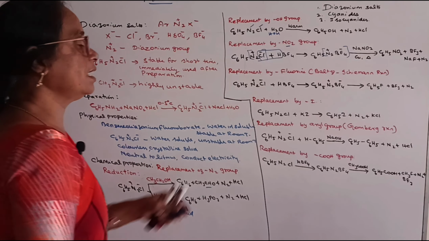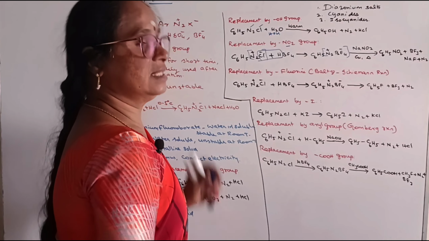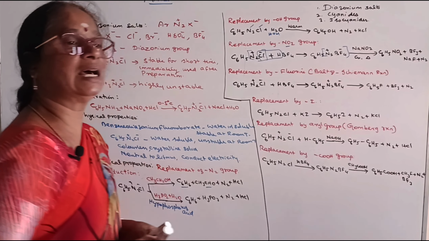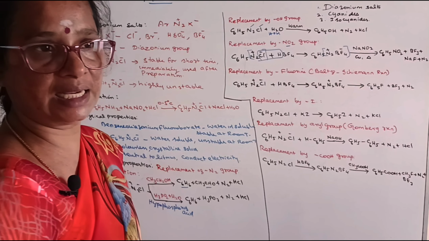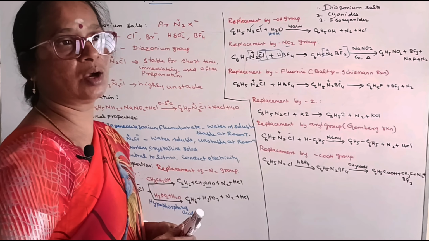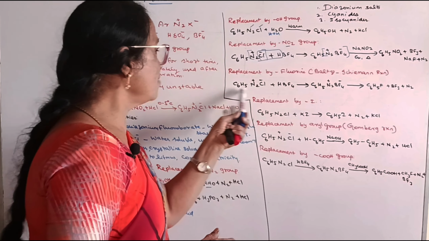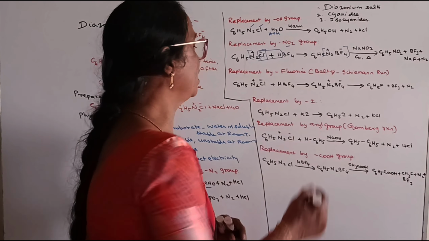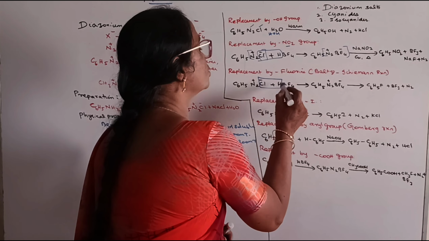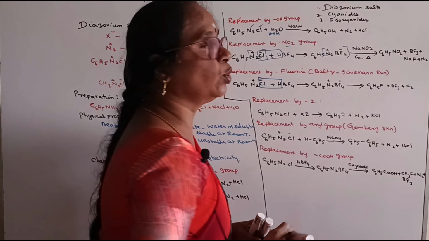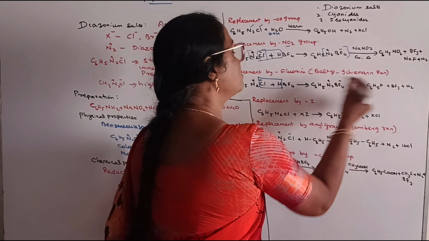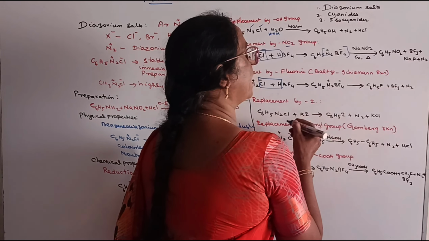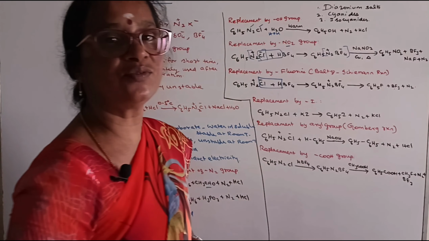The next one, replacement by fluorine. Fluorine cannot be directly attached to the benzene ring or even an aliphatic compound, but when we have diazonium salt, we can readily prepare fluorobenzene. That can be done by treating the diazonium salt with HBF4, and HCl is removed. So we get diazonium fluoroborate, from which boron trifluoride and nitrogen are subsequently removed. So we get fluorobenzene.